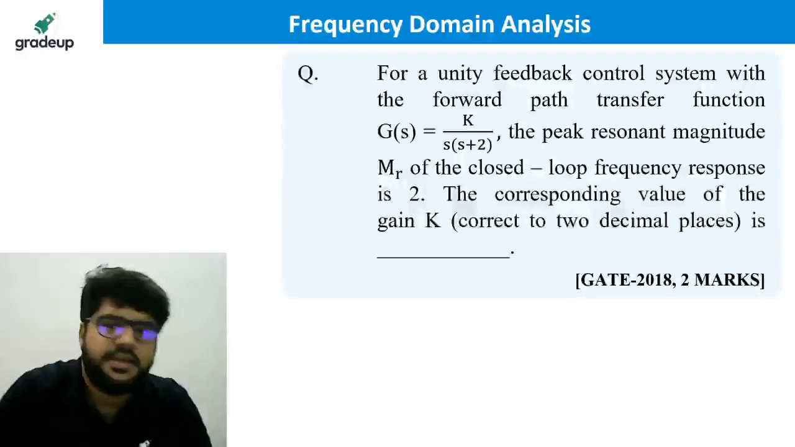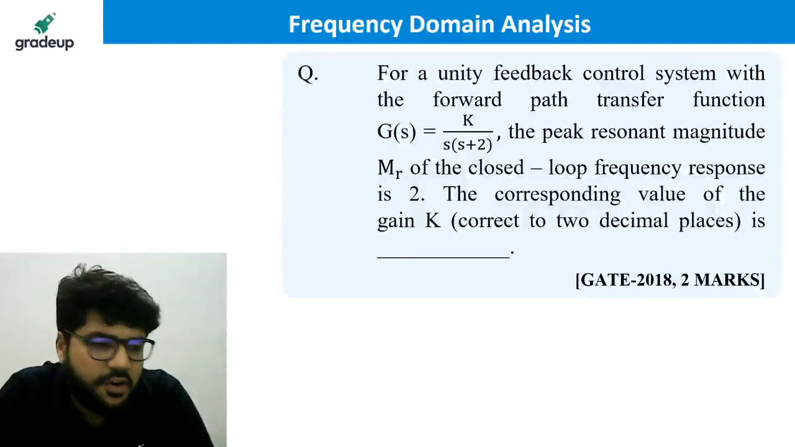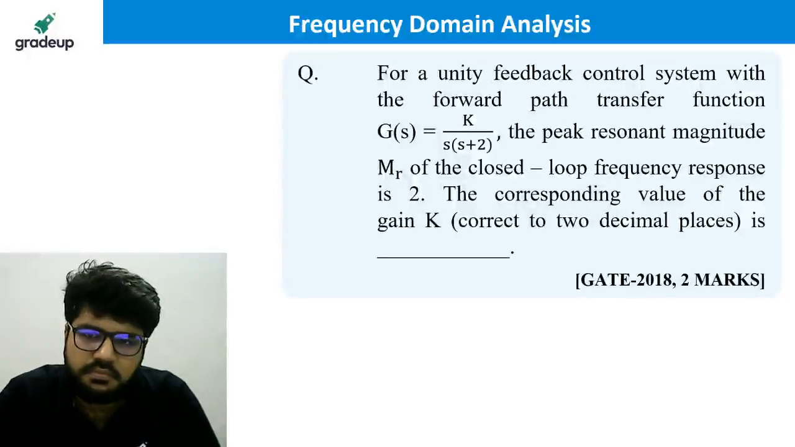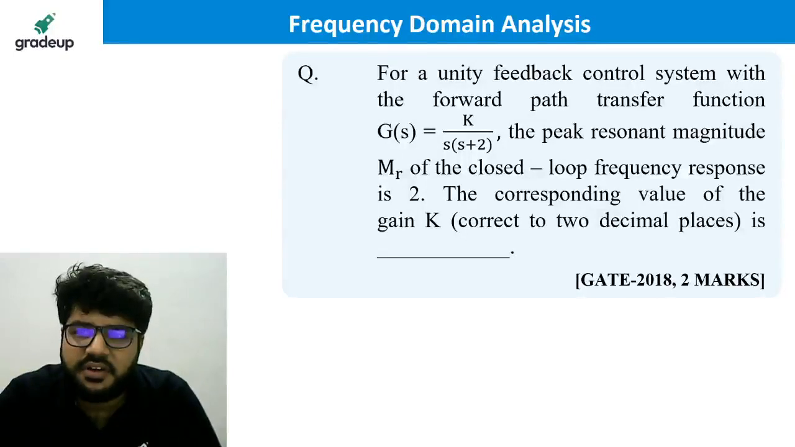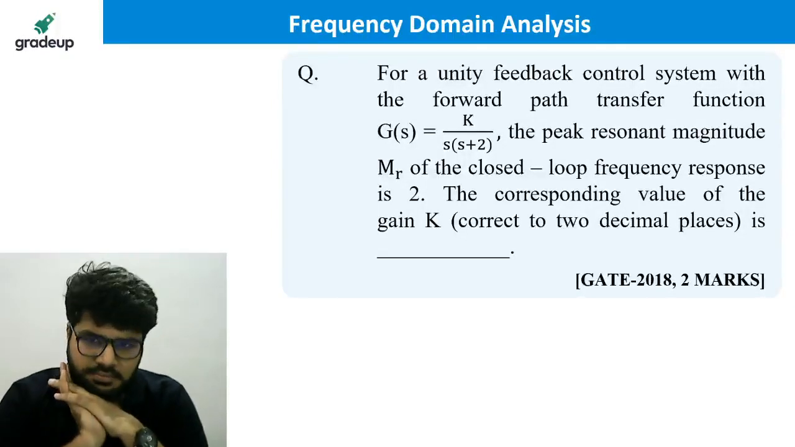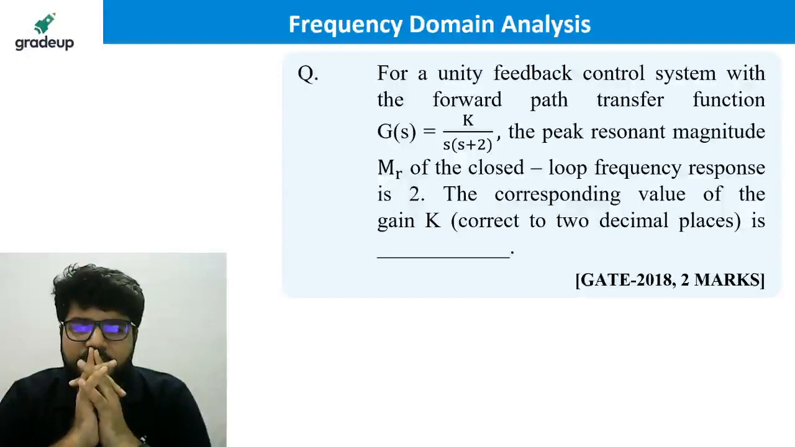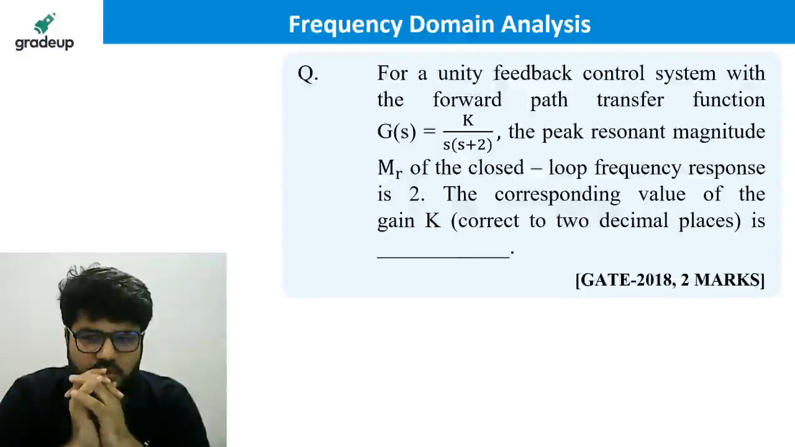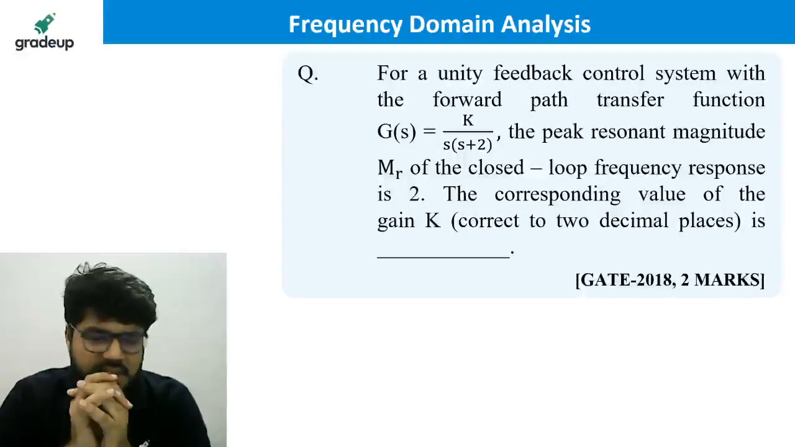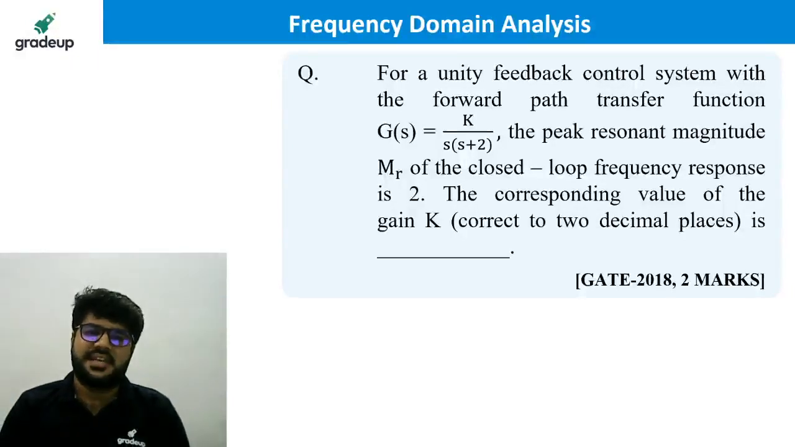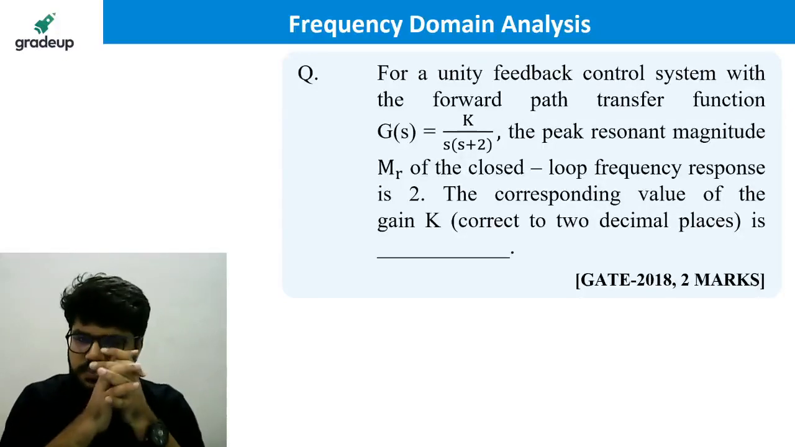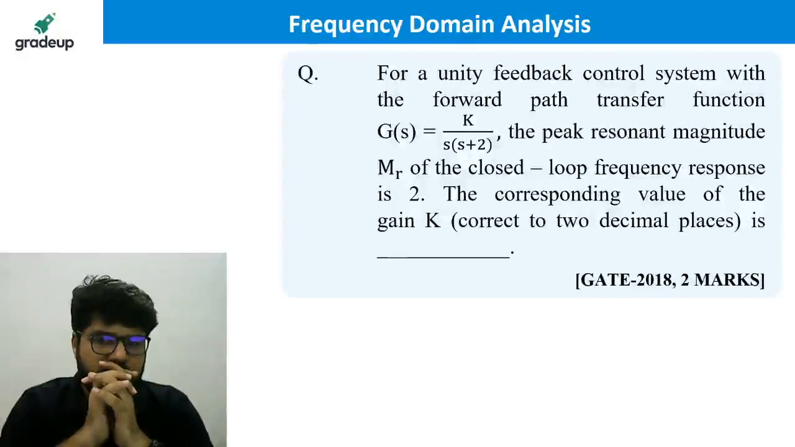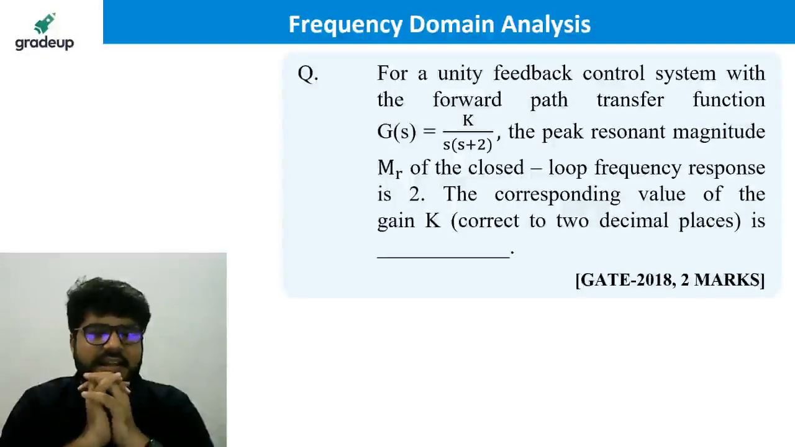Guys, next question then. GATE 2018 2 marks question, NAT form, numerical answer type question. For a unity feedback control system with the forward part transfer function G(s) equal to K by s(s plus 2), the peak resonant magnitude MR of the closed loop system is 2. The corresponding value of the gain K is dash. MR is given to you directly. The peak resonant magnitude of the closed loop frequency response is 2. So using MR, you can first find zeta and then the question is almost solved.